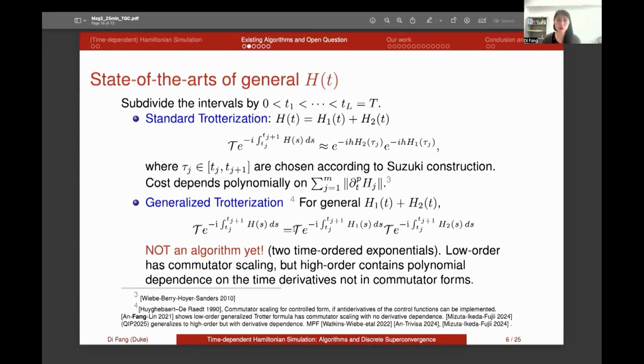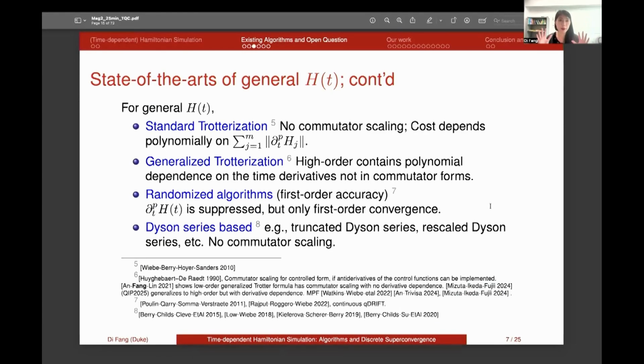The second remark I want to make is that for the generalized Trotter, indeed one can show, as we proved earlier in our work, that low order will have commutator scaling. However, as shown recently in this very interesting work at QIP, when we raise this generalized Trotter to arbitrarily high order, we will also encounter polynomial dependence on the derivative. So more generally, for time-dependent Hamiltonian simulation, there are these Trotterized algorithms where we hope to get commutator scaling, but they do not quite give us commutator scaling in the general time-dependent regime.